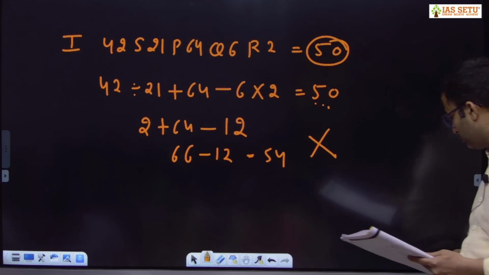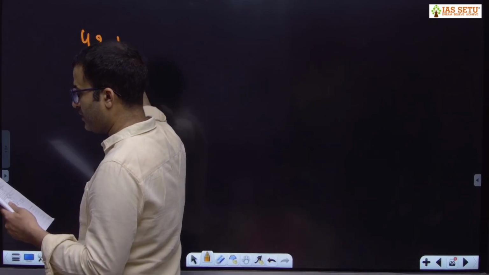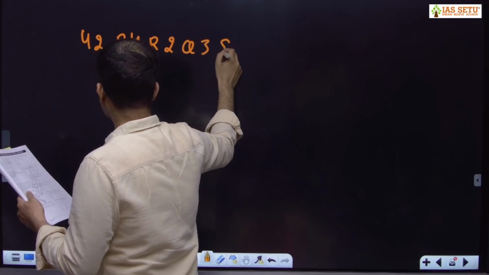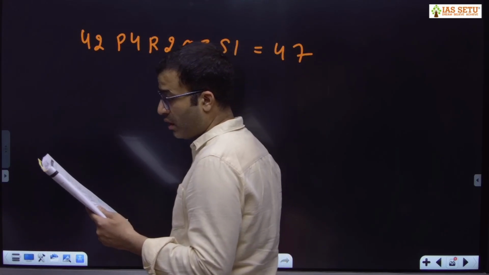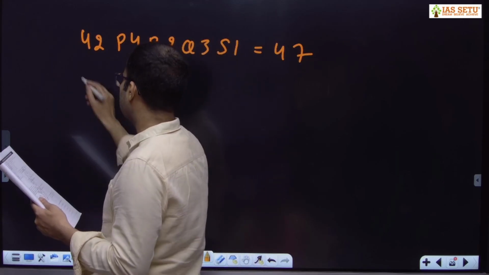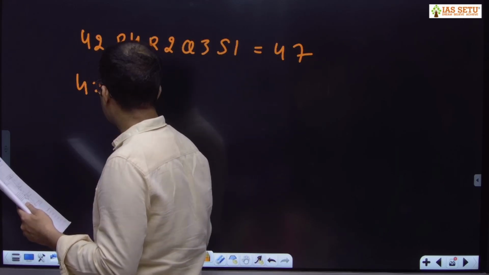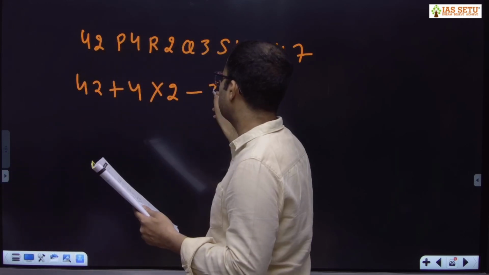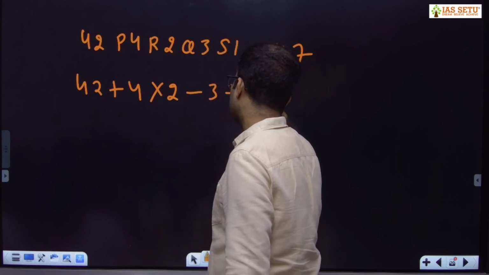Check statement number 2. Statement number 2 is 42 P 4 R 2 Q 3 S 1 is equal to 47. P denotes addition, 42 plus 4. R denotes multiplication, into 2. Q denotes subtraction, minus 3. S denotes division, divided by 1.